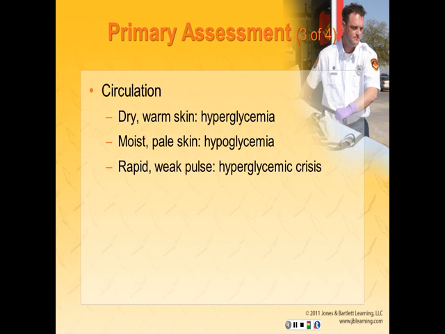Assess this patient's circulation. If their skin is dry and warm, they're probably hyperglycemic. If they're moist and pale, they're probably hypoglycemic. If they have a rapid, weak pulse, they may be in hyperglycemic crisis.